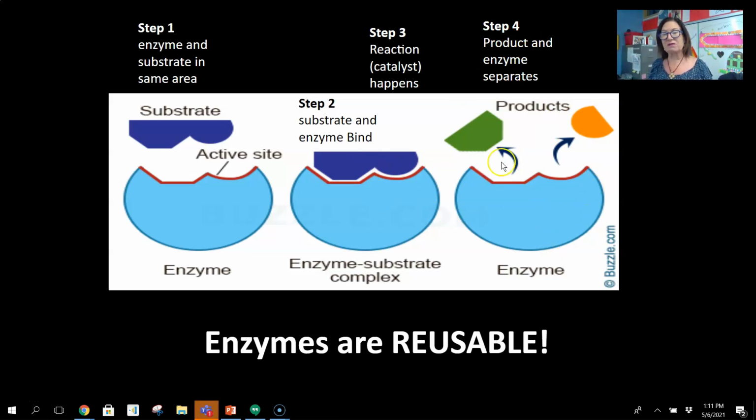So in this case, it was breaking two things up. And these are my products of that reaction. And my enzyme, see, it's the same as in the beginning, and it's ready to be used again.